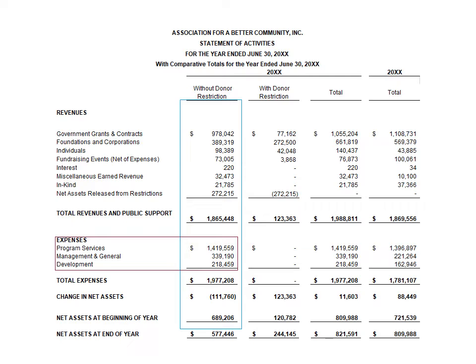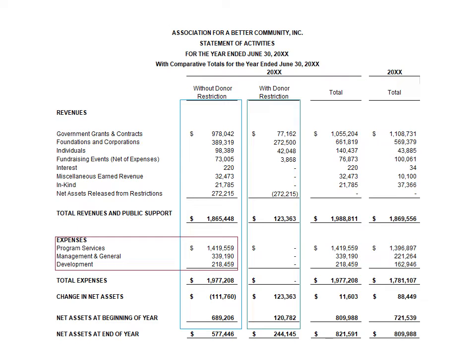So if you have heard of things like ratio analyses or efficiency ratios, things like that have to do with the percentage of your spending that goes into these different categories. So your program percentage, your management and general percentage, your development percentage. These dollars are shown here. And you'll notice all expenses appear in the without donor restrictions column.